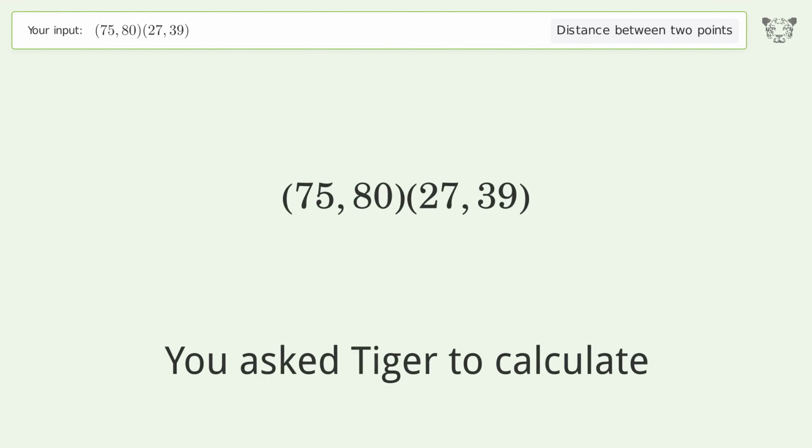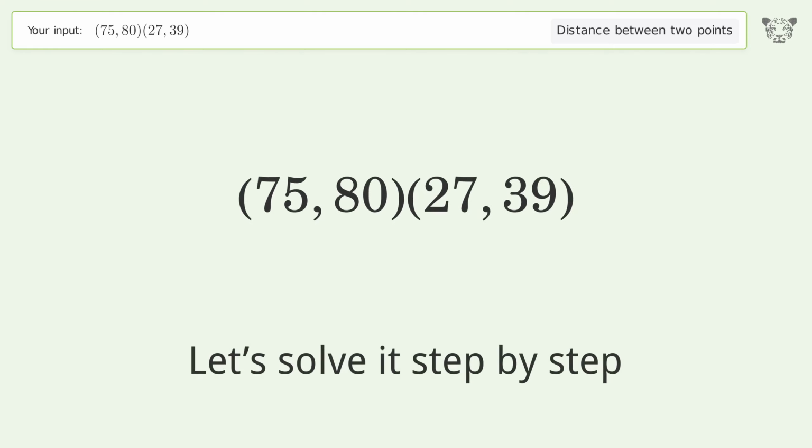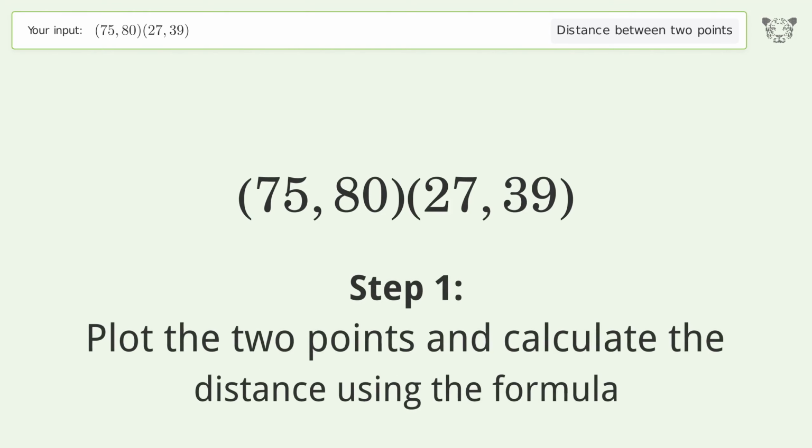You ask Tiger to calculate. This deals with the distance between 2 points. The distance between the 2 points is the square root of 3,985, or 63.127. Let's solve it step by step. Plot the 2 points and calculate the distance using the formula.